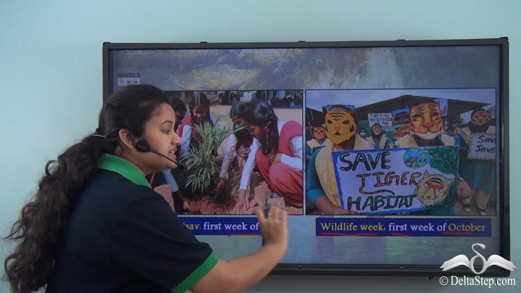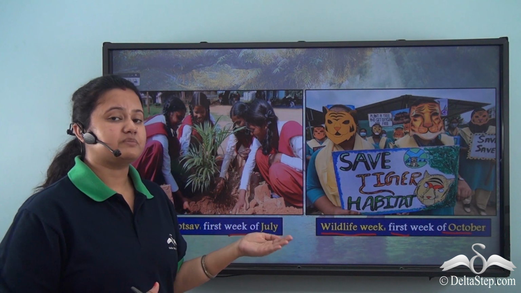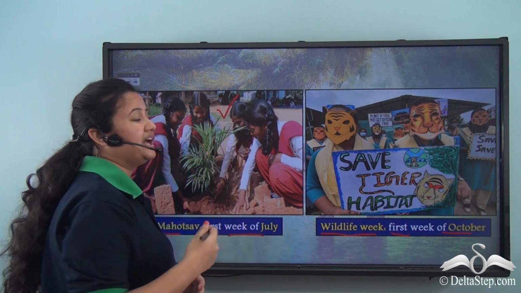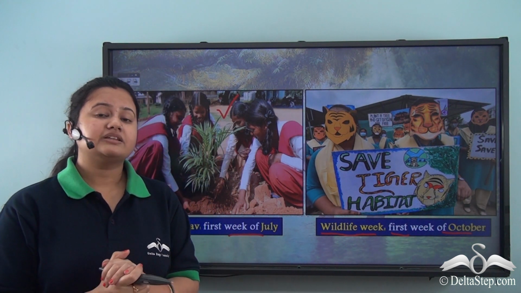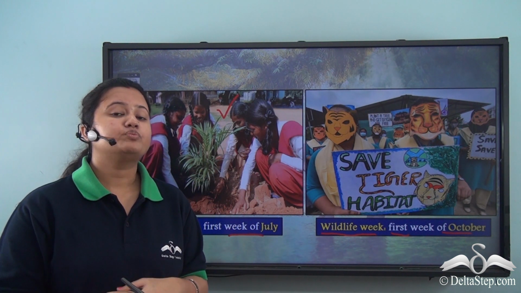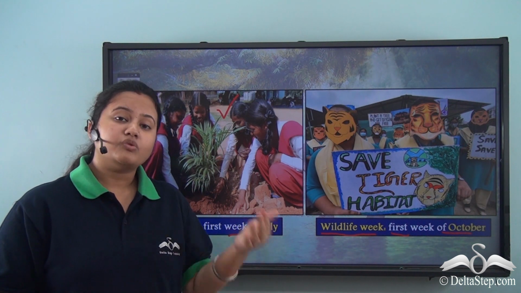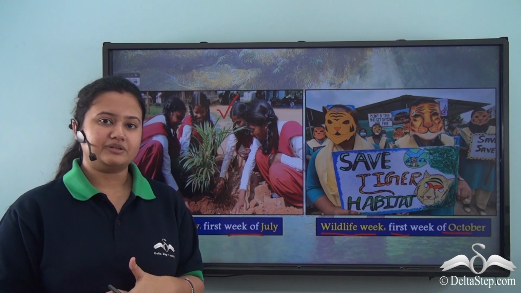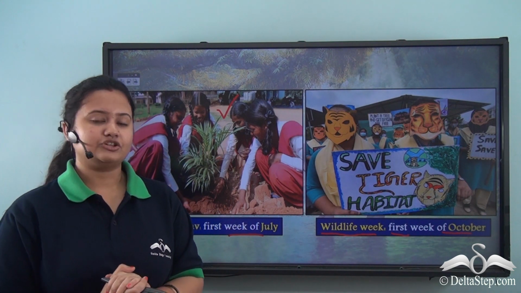Now, during these weeks, various cultural programs and awareness programs are conducted all over India, especially by the students of schools and colleges. And this is done in order to make the citizens more aware of their environment and to protect the biodiversity of the country overall, so that tomorrow we will have a better world to live in with plants and animals, and so also because we can live harmoniously with nature.